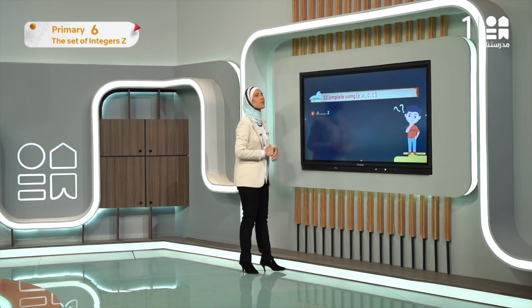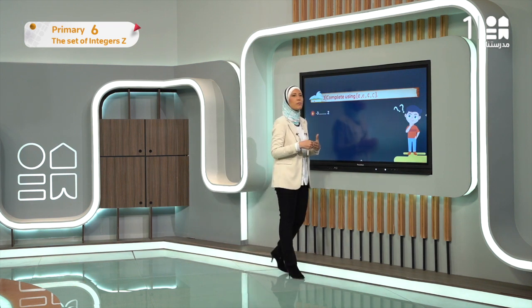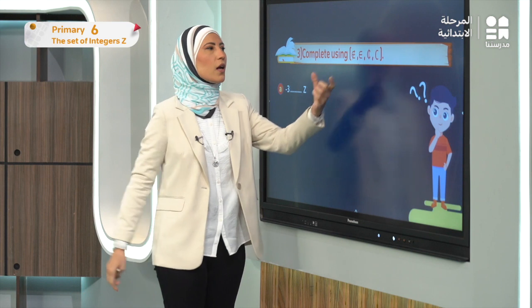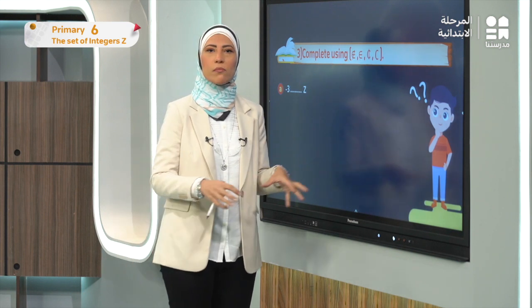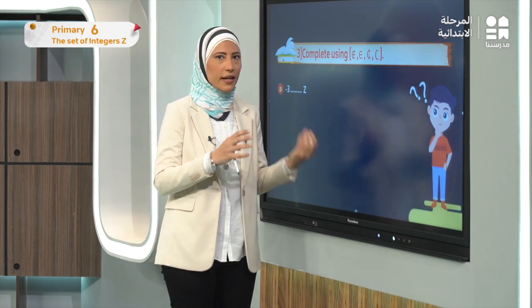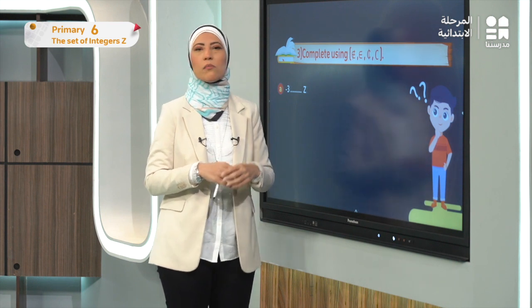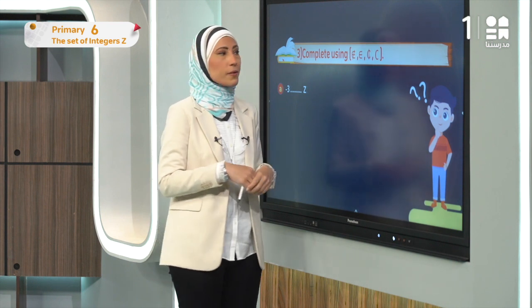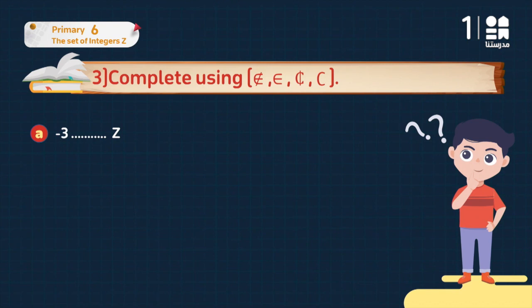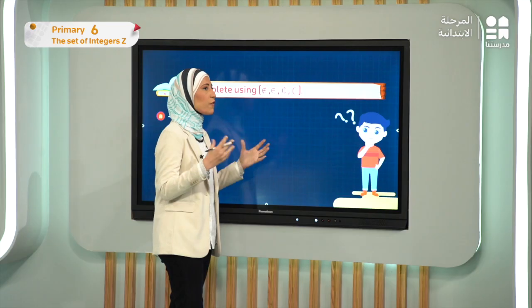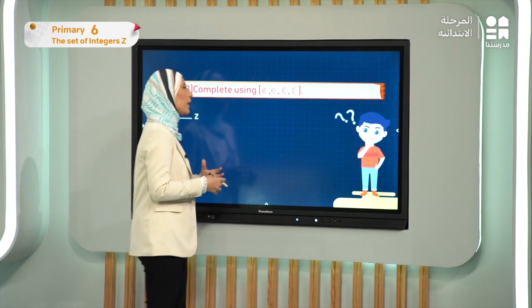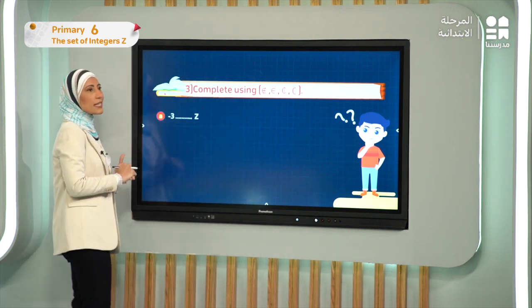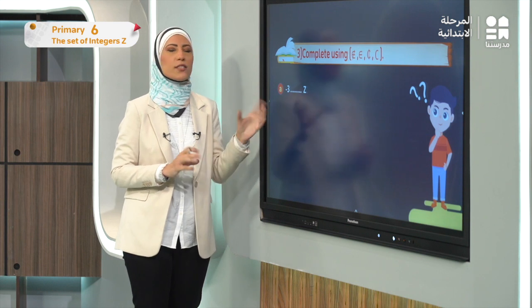Here it says complete using belong, not belong, subset, not subset. Let's remember together what belong, not belong, subset and not subset mean. Not belong means it's not in my set. It's an element. Not belong, I cannot find it in my set. Belong and not belong are used when I'm talking about an element and a set, but subset and not subset are used if I'm comparing between two sets. Here I have -3 and z. -3 is not in braces so it's an element.